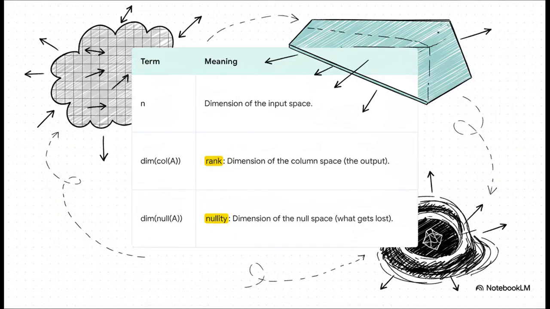n is easy. That's just the number of dimensions you start with. In our puzzle, we had an x, y, and z, so we started in 3D. Rank is the number of dimensions you have left in the output. For instance, a transformation could take a 3D cube and flatten it onto a 2D piece of paper. The rank would be 2. And nullity is the dimension of whatever got lost, the number of dimensions that got completely squashed down to 0. In that flattening example, we lost 1 dimension, so the nullity is 1.